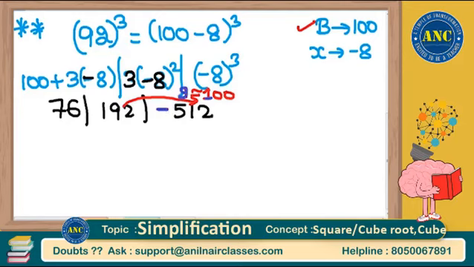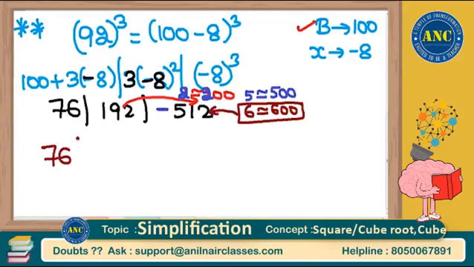I will take 2 rupees borrow. 200 minus 512 is still negative. 300 minus 512 is still negative. 400 minus 512 is still negative. If I take 5 borrow, 500 minus 512 is still negative. That means to make my person a positive person, the borrow which I need to take is 6, because 600 minus 512 will become positive. I believe the idea is clear. So it is 76. 6 is taken out from this person. It becomes 186. And then 600 minus 512.